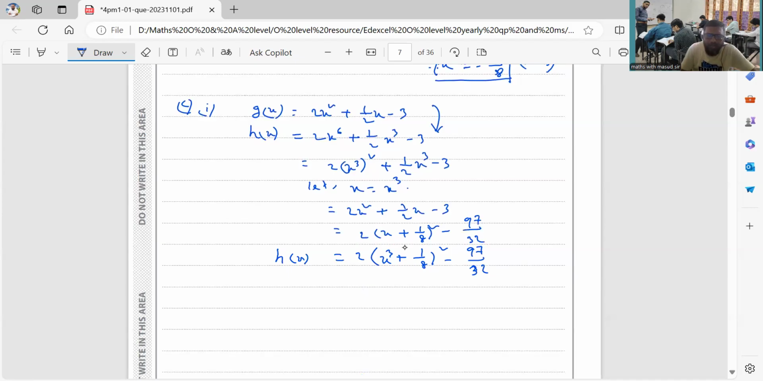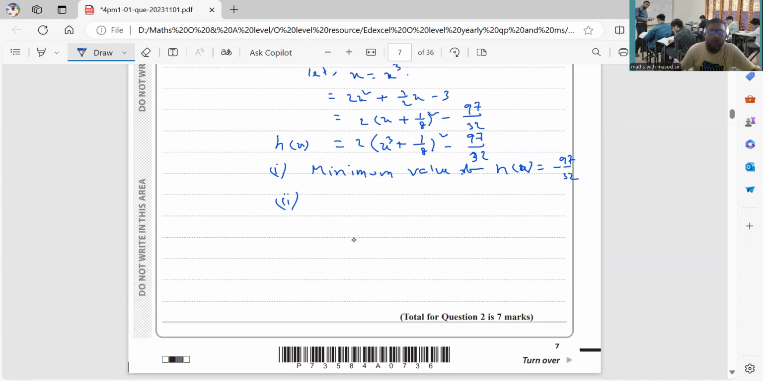Okay. And now, we have got the same minimum value. So first one, H1: the minimum value of h(x) equals minus 97 over 32. And now the second part of the question asks you to write down the value of x when this minimum occurs.